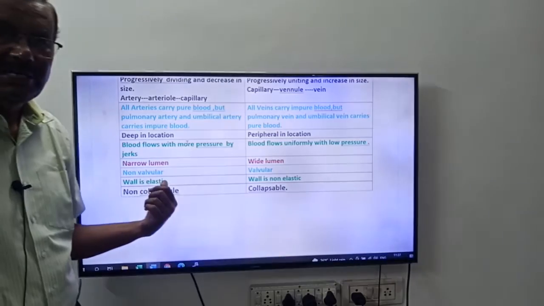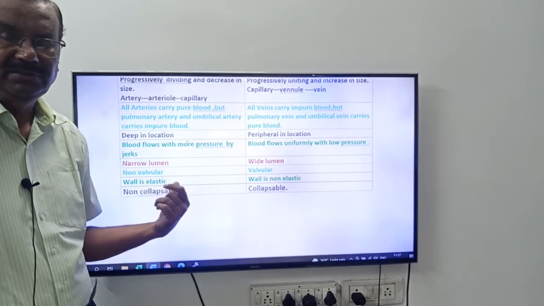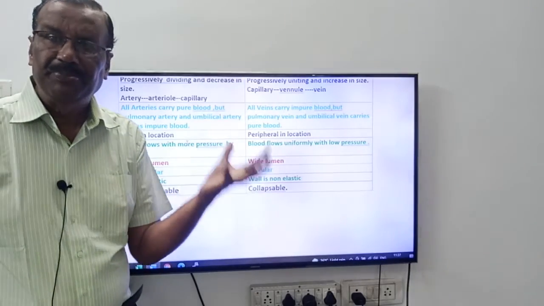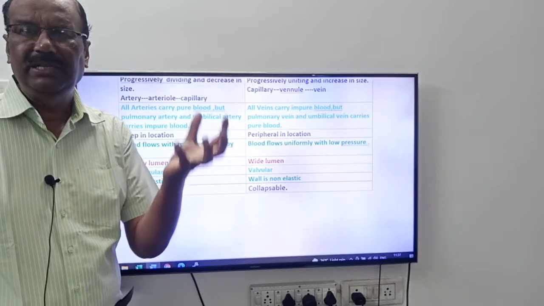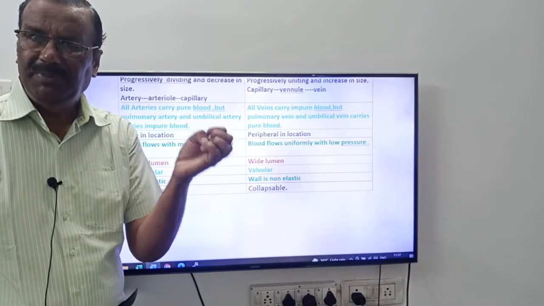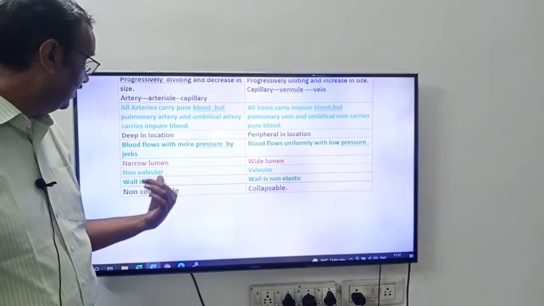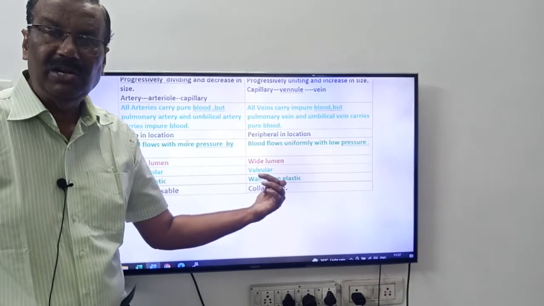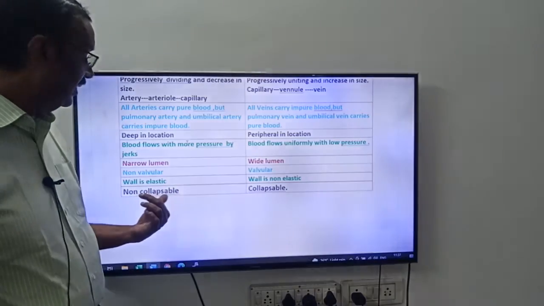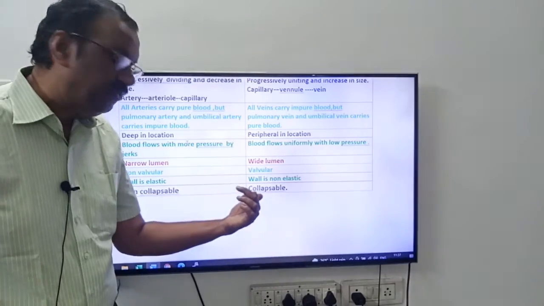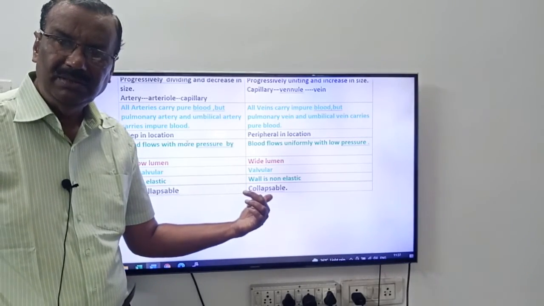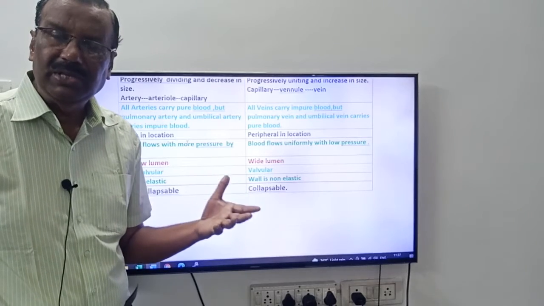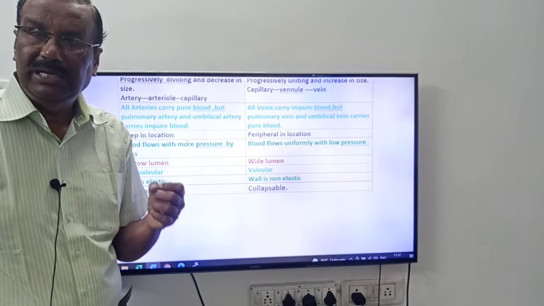Next, in arteries, the wall is elastic. So to overcome the pressure caused by the pumping of the blood from the heart, arteries are elastic, whereas veins are non-elastic. Arteries are non-collapsible, veins are collapsible. Okay, friends, this is about the differences between arteries and veins.